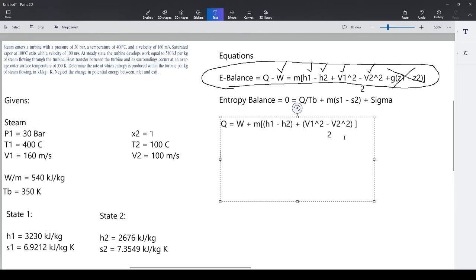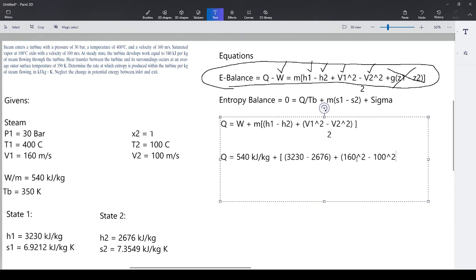Now we can plug in our numbers here. So we have Q is equal to 540 plus our enthalpy values, which is a difference of 3230 minus 2676, and this would be plus 160 squared minus 100 squared, divided by 2.